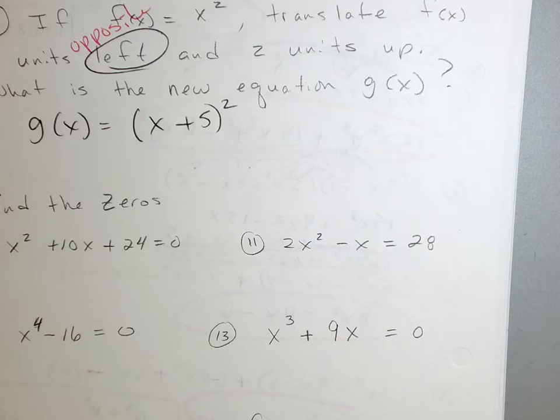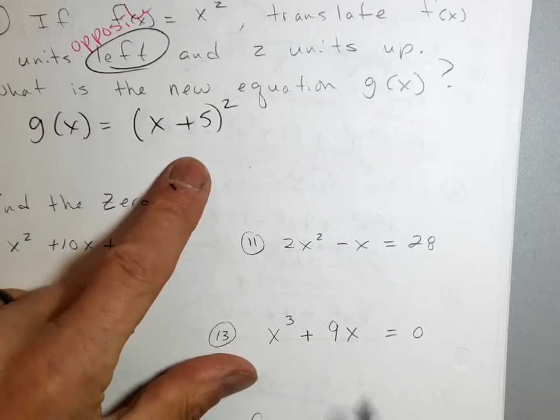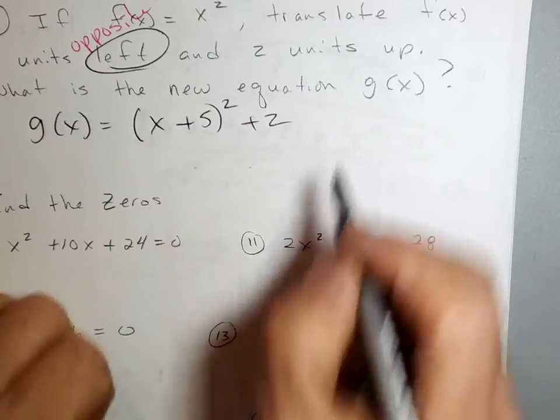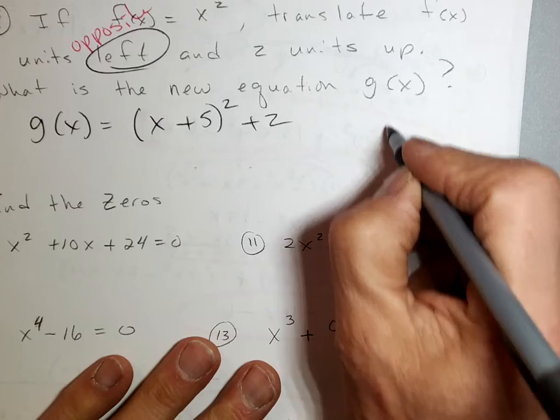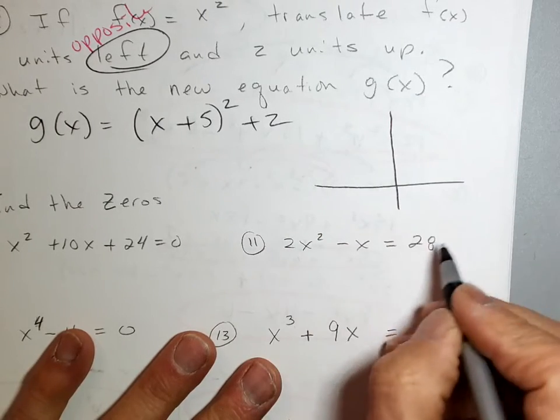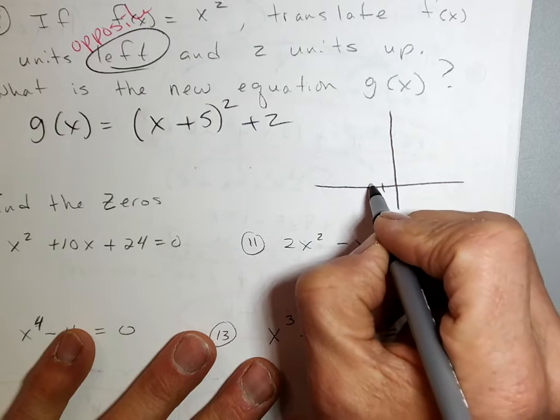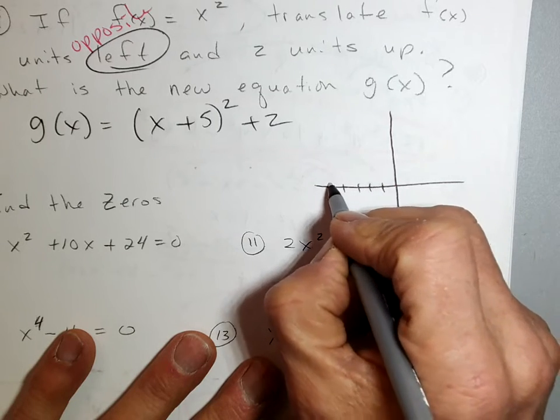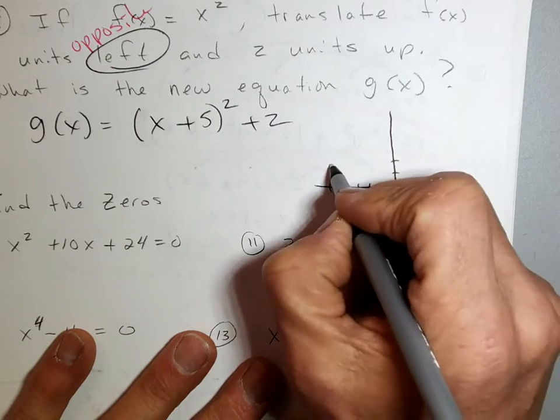Guys, remember how you do the opposite? Remember the funny little dance you do? When I'm going right, you say, no, I'm going left. It's the opposite of the inside, and then I'm going to go up 2, so plus 2, okay? If we had to graph this parabola, which you might have to, then we'd be at 1, 2, 3, 4, 5. We'd have a parabola here.